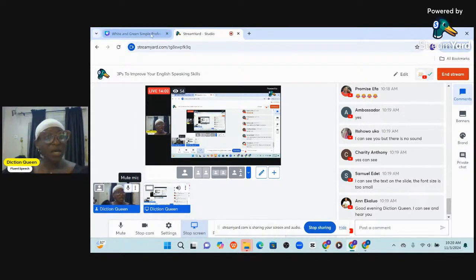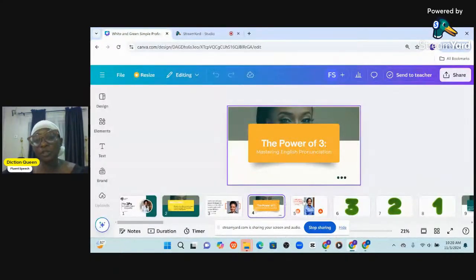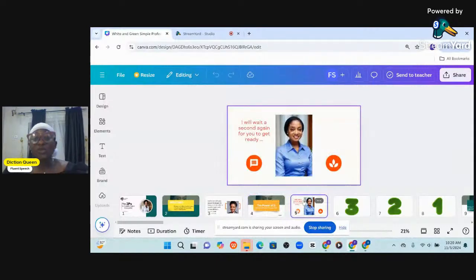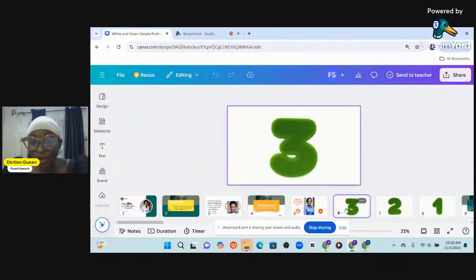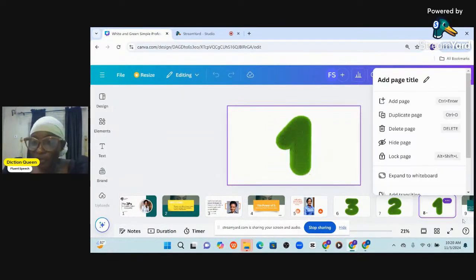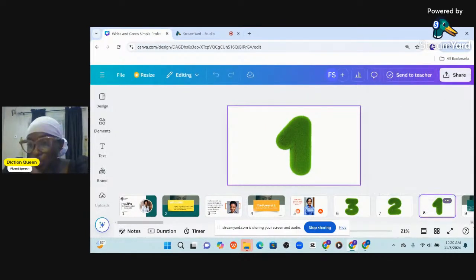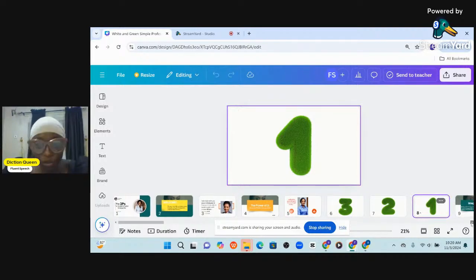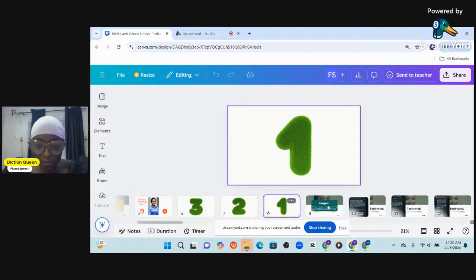So I will already. Remember, we are learning the power of three, the three P's to helping you speak well. So I'm going to wait a second again for you to get ready. Get your book, get your pen, and of course, if you have biscuits, juice, water, get it beside you so as we learn, you'd have something to help you feel better.